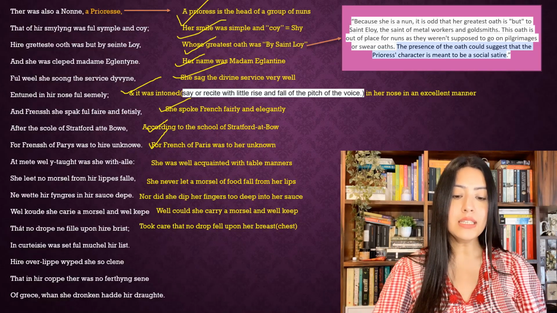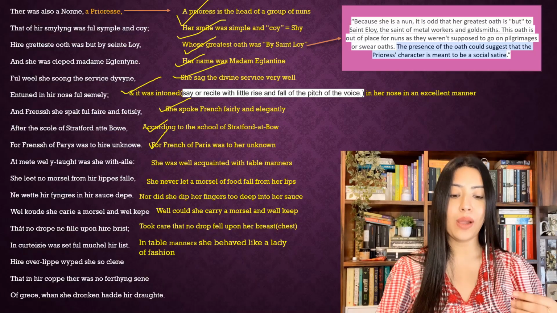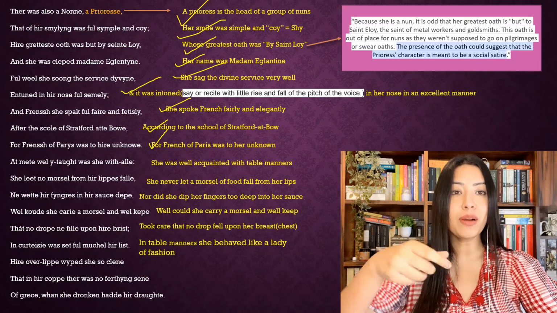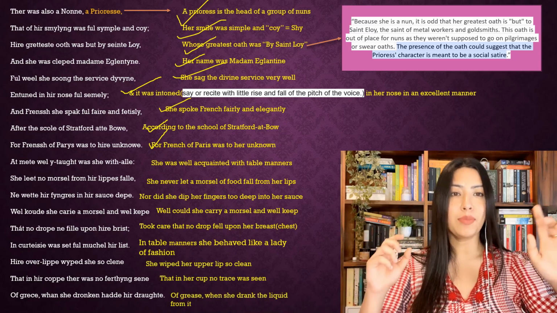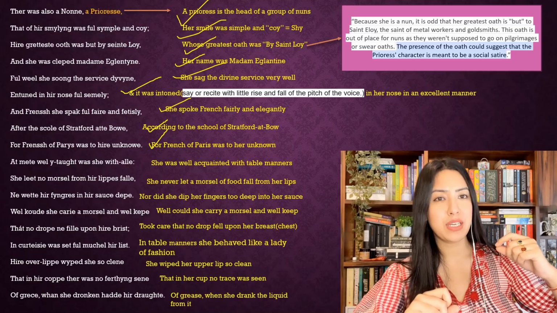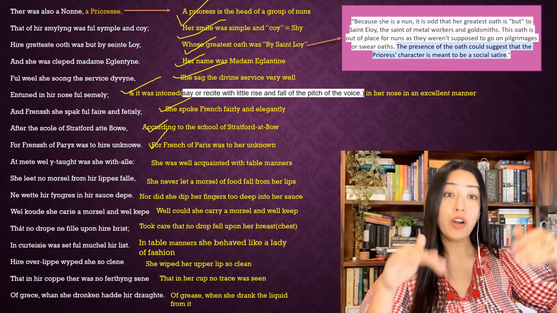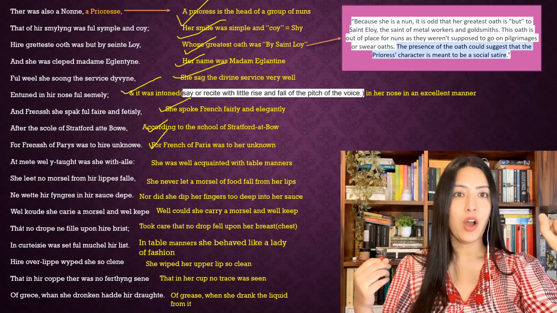So in table manners, she behaved like a lady of fashion, and she wiped her upper lip so clean that when she drank a liquid from a glass, no trace could be seen. Sometimes when you drink tea and you have lipstick or gloss on, it sticks to the cup, right? But she wiped it so perfectly that not even one stain was seen on the glass.